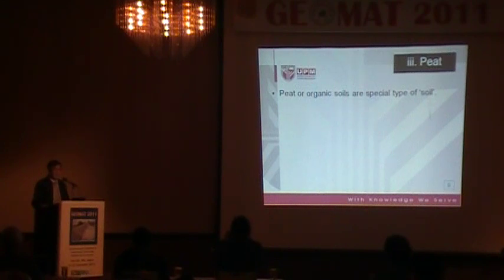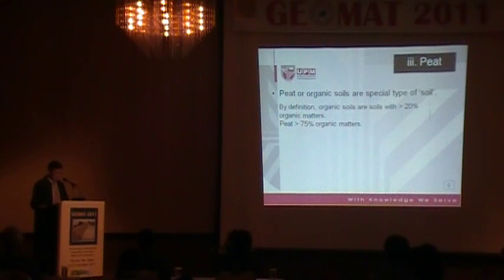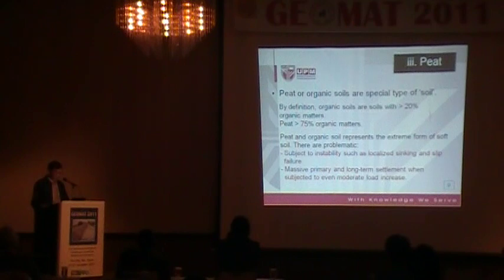which I think in Japan you find there's a strong group doing peat research on Hokkaido island. Right? So peat, an organic soil, is a very special type of soil. By definition, it's not quite soil, because it contains a lot of organic matter. So anything with 75% organic matter we call peat, but soil with more than 20% organic matter we call organic soils. Right? So peat and organic soil represent an extreme form of very soft soil.